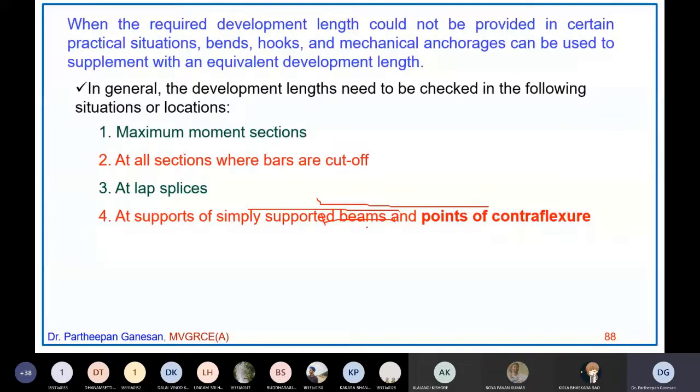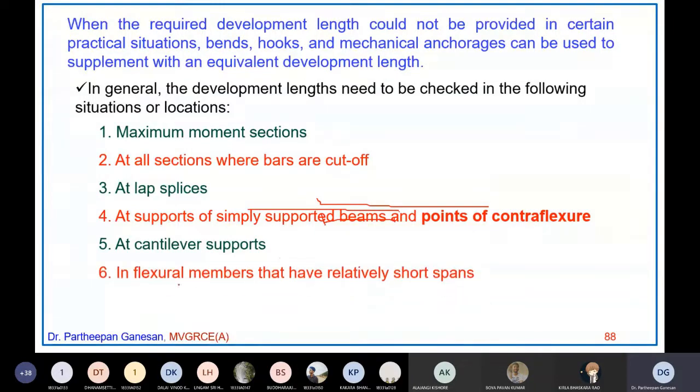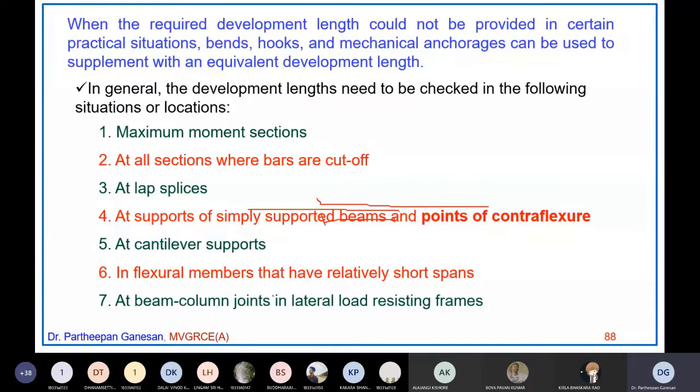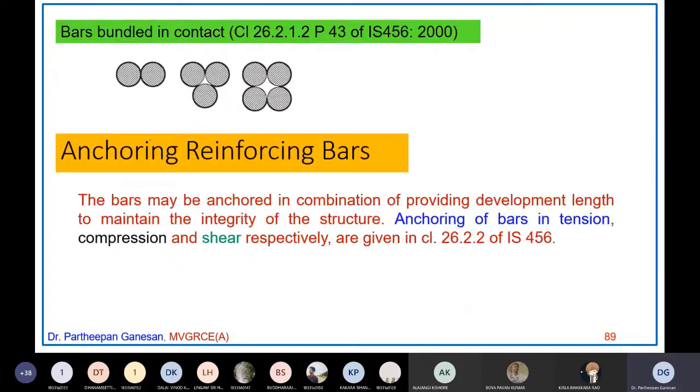At supports of a simply supported beam and at the point of contraflexure, you also have to check the development length. At a cantilever support, you have to check it. In a flexural member with a relatively short span, the shear force may be very high, so there also you have to check the development length. At a beam column joint, for lateral load resistance, you don't require this now because you don't study beam column joints yet.